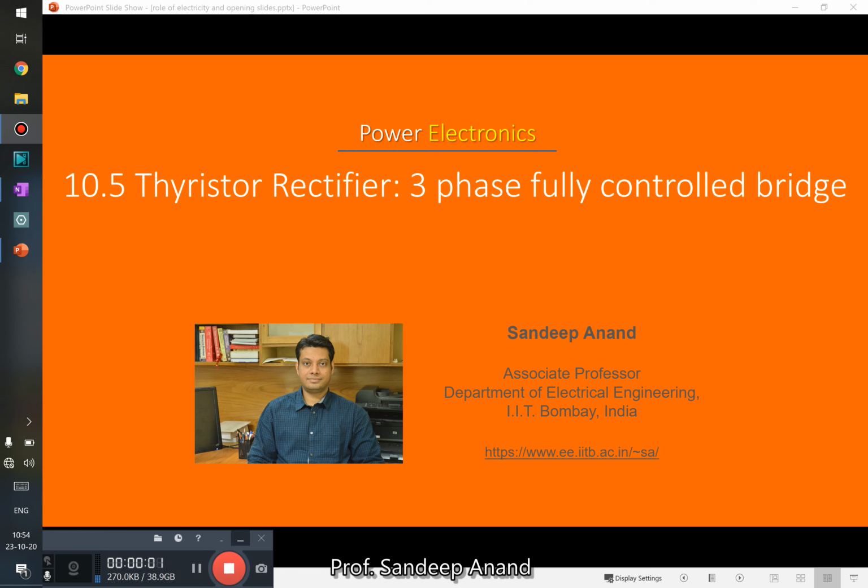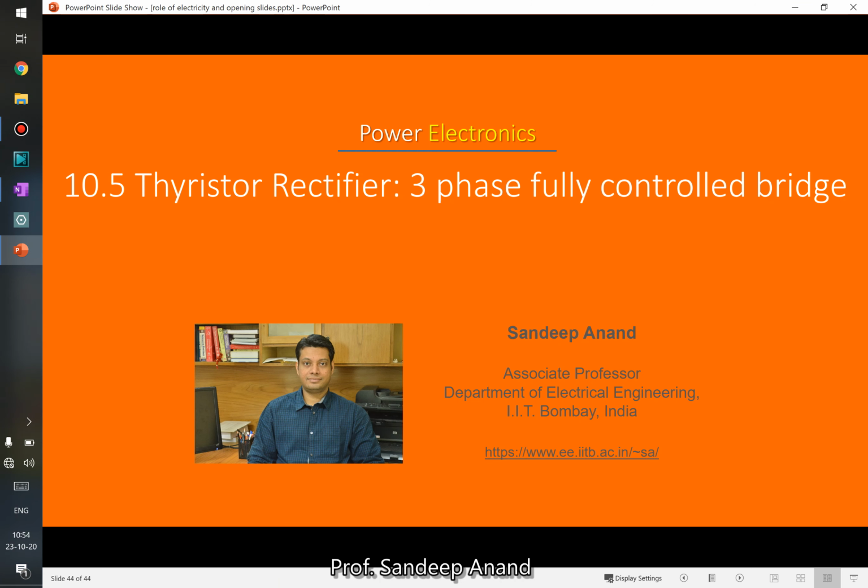Okay, so let's start discussion around a three-phase fully controlled bridge. Right, so we have talked about in a way three-phase three-pulse circuit. So this is going to be a three-phase six-pulse circuit. So you'll have six pulses in the output DC voltage waveform.